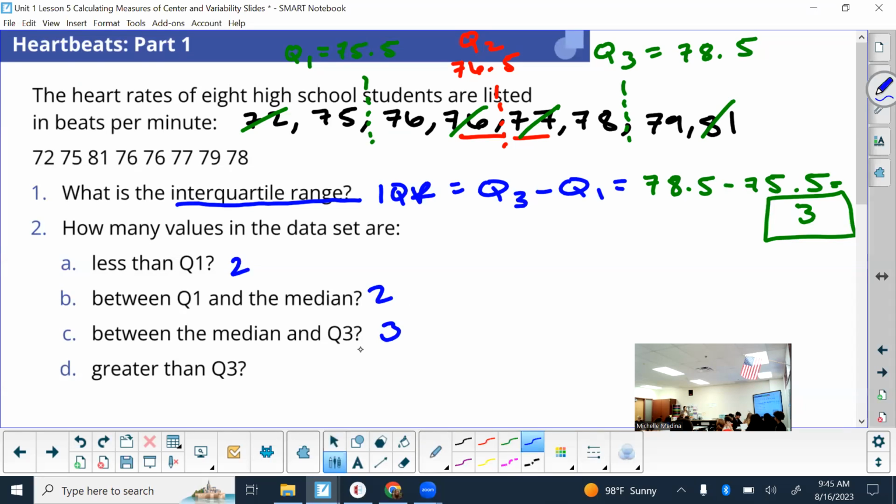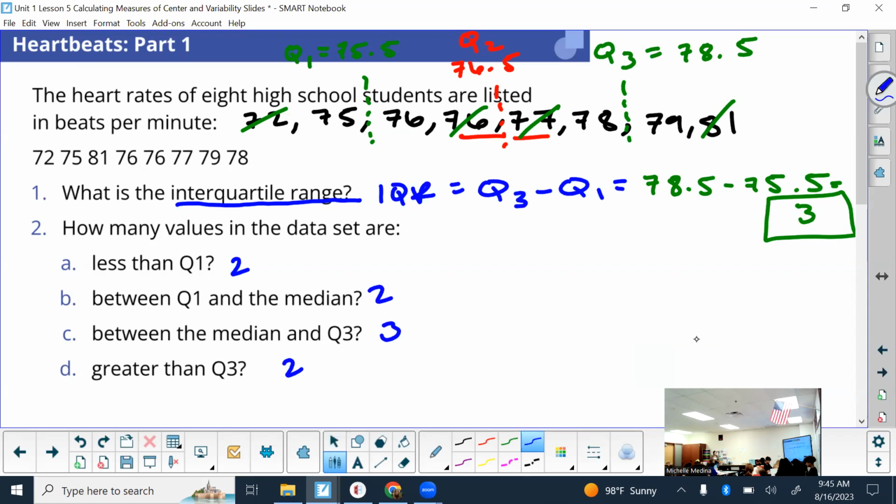Table 1, greater than Q3. Okay, so maybe some people said we didn't get there yet because they didn't understand the question. Literally, once you've identified your Q1 and your Q3, what is Q2 for again? What is Q2 also called? Okay, good, because they just use median here.